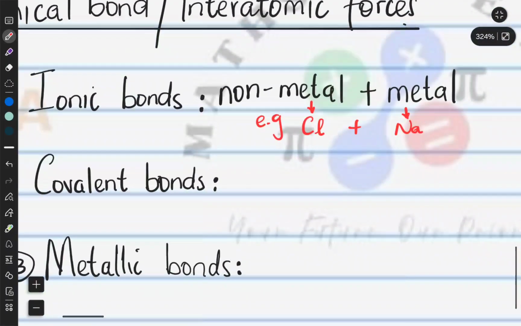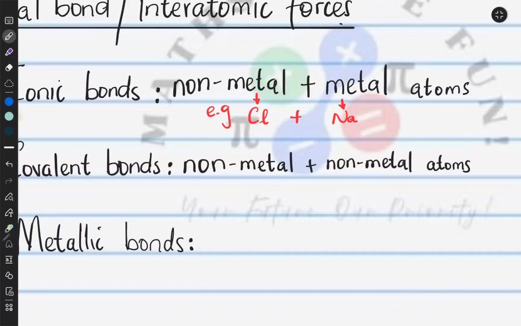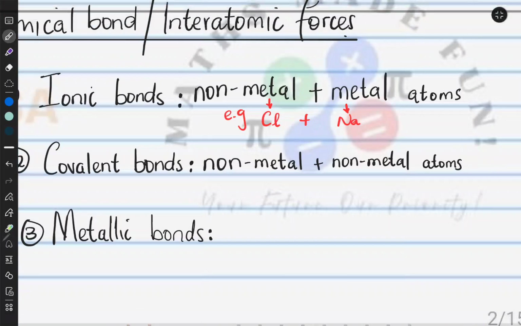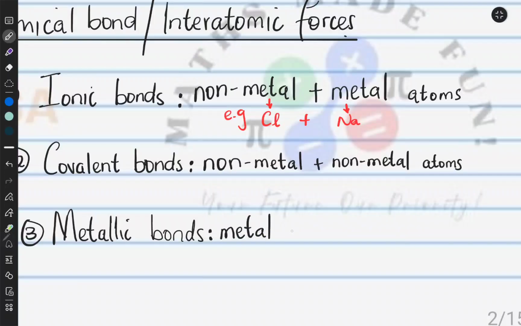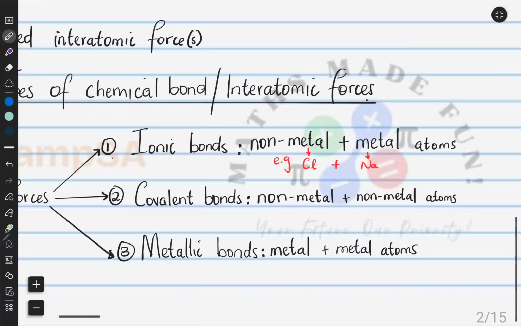And then covalent bonds, which is our focus for today, will typically be between nonmetals. All right, so nonmetal plus nonmetal atoms. And then a metallic bond. With metallic bonds, they occur only between metals. Metal plus metal atoms. So now, our main focus though is on covalent bonds for today.